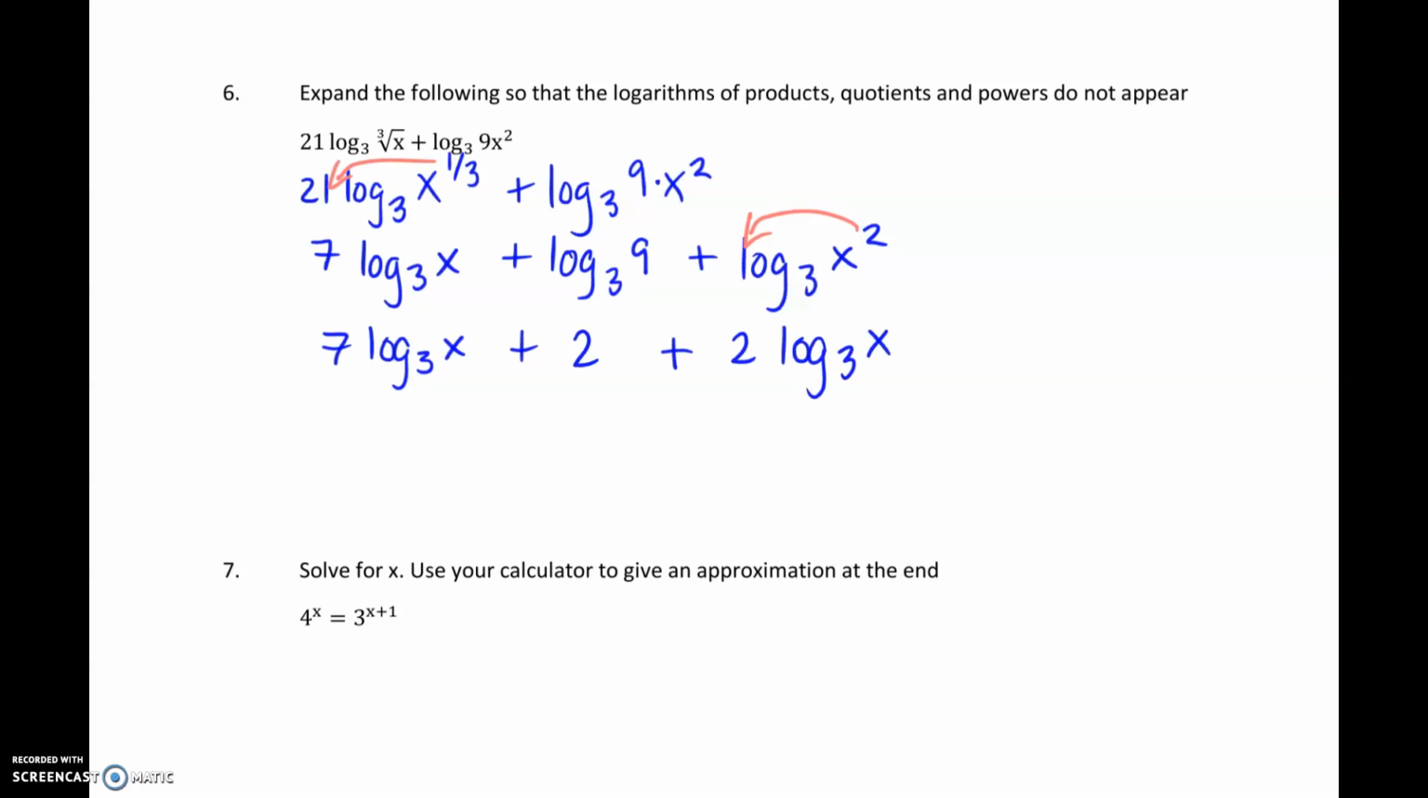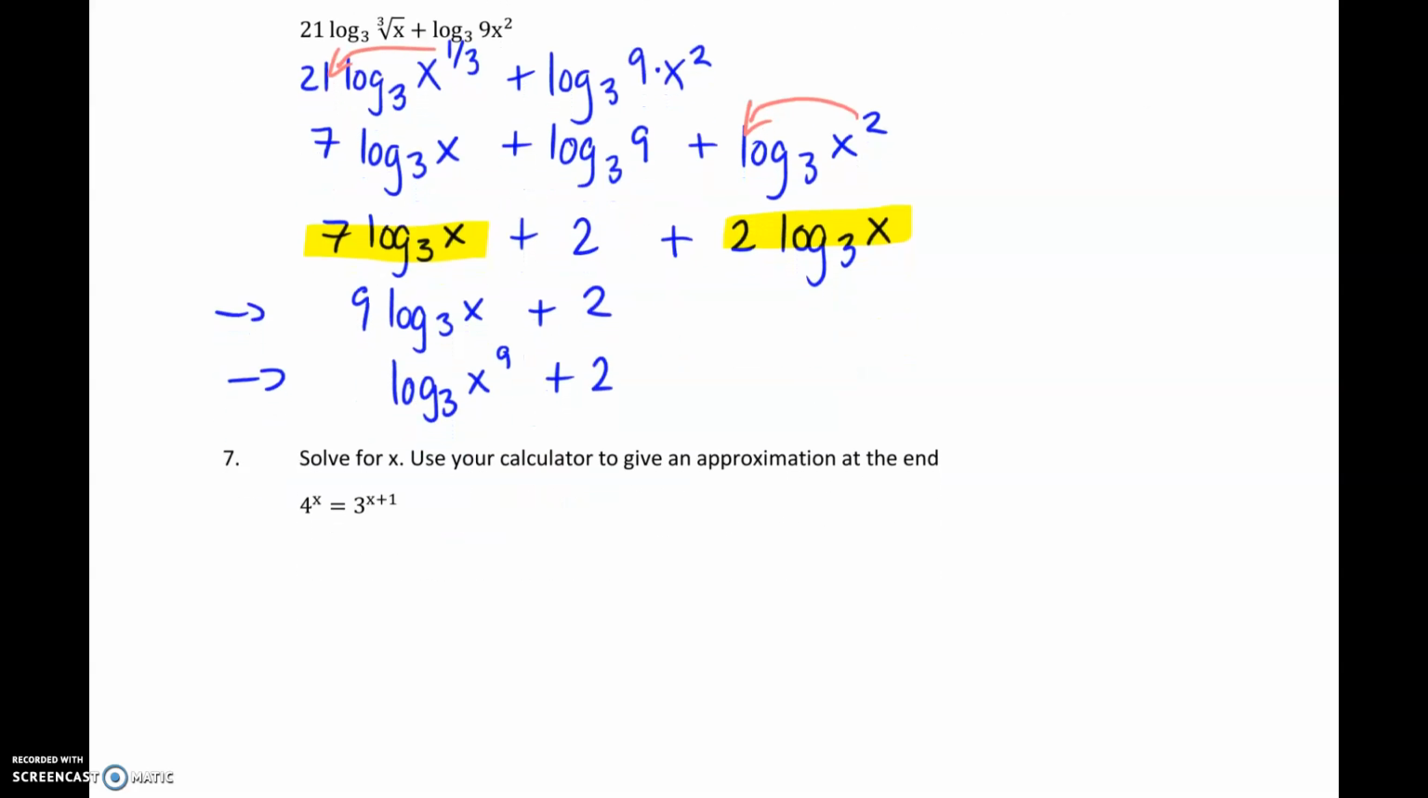Now we have two like terms, because 7 log base 3 of x plus 2 log base 3 of x is equal to 9 log base 3 of x. And then we have plus 2. Last thing we want to do is write that as log base 3 of x to the 9th power plus 2. Or we could actually leave it in that form, 9 log base 3 of x plus 2. Either way is going to be fine, this or that.